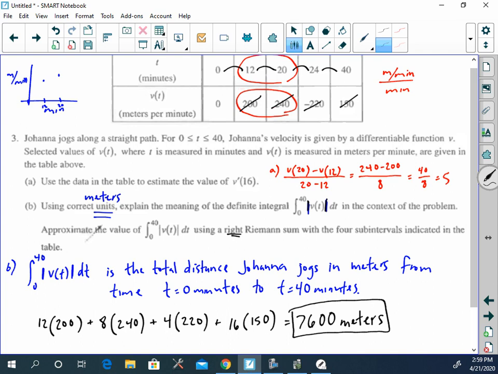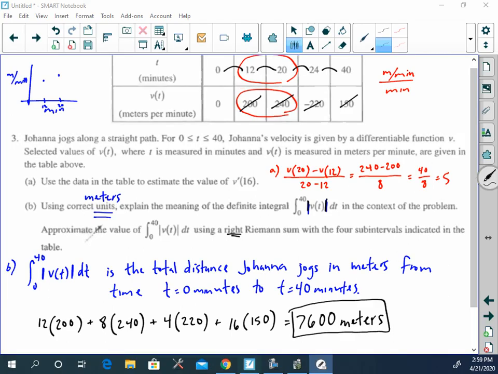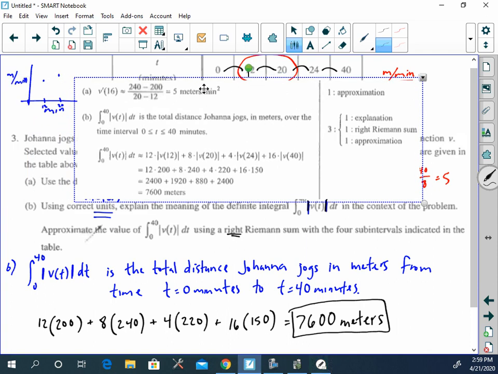I'm going to check the key here, and we'll see what we get some points for. So I already said for part A, it was just the approximation here. So we got that part right, the 5. For part B, explanation, so that would be this part up here. It looks like we got it. We wrote this a little bit differently. Another point for the right Riemann sum, which would be really writing out this part here, I suppose, and then the actual approximation of the 7,600.